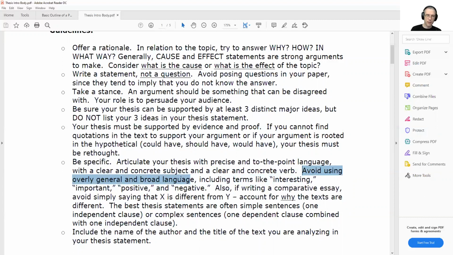Avoid using overly general and broad language. Terms like interesting, important, positive, and negative. That's true in both the thesis and the rest of the essay. It doesn't matter what's interesting. It matters what is being conveyed. So when you're introducing a quotation or introducing an idea, you don't want to tell me that it's interesting or it's important. Tell me in specific exact terms why it's important.